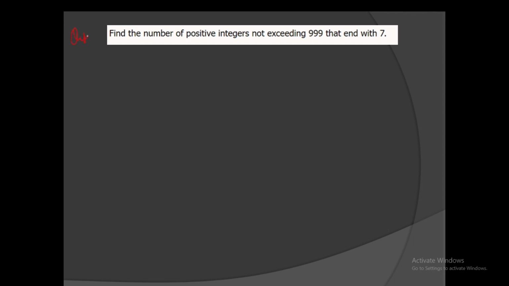Moving on to the next question, and this is the last question that we will be doing on this topic. Find the number of positive integers not exceeding 999 that end with 7. Okay. Since here it is talking about positive integers, it is not mentioned whether 3-digit, 2-digit or 1-digit number. So we will have 3 cases, right? Case 1 is 1-digit number, case 2 is 2-digit number, and case 3 is 3-digit number, right?